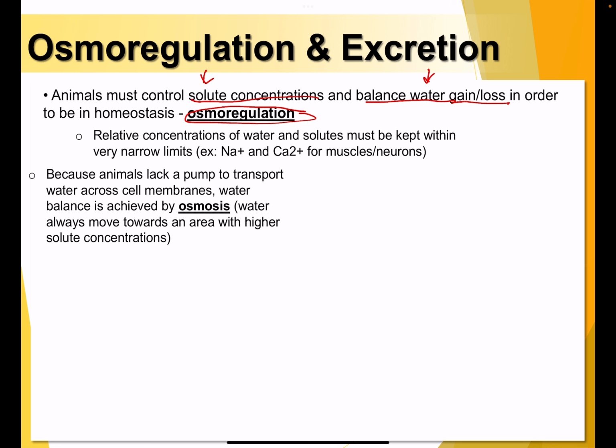Now, because animals, like I said, lack a pump to transport water across cell membranes, water balance is achieved mainly by osmosis. And remember, I mentioned this before, the rule for osmosis is that water always moves toward an area with higher solute concentration, or something shorter that I always tell my students: water always follows salt. Write that down somewhere. Water always follows salt. Once you have that down, then you never mistake how osmosis works.